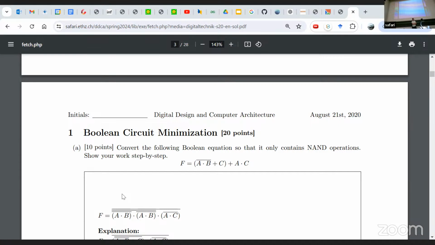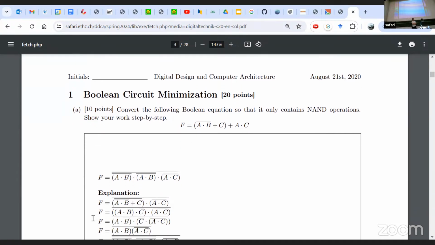F equals A and B. No, it's this one, right? The top one. Yeah. So how does he go from there? A and B not plus C plus A and C. And now they say, correct the following Boolean equation so that it only contains NAND operations. Show your work step by step.